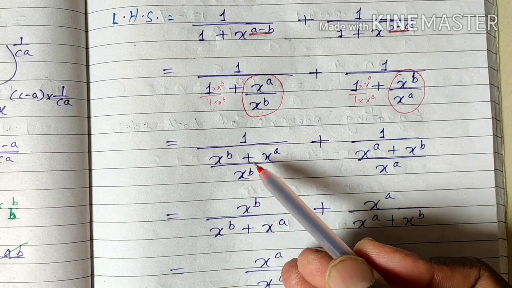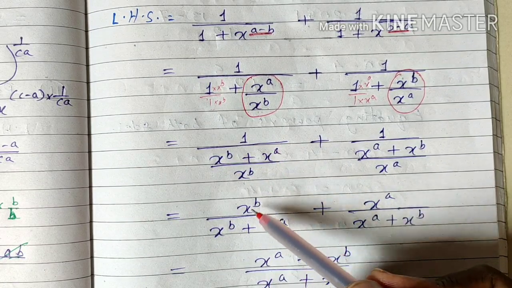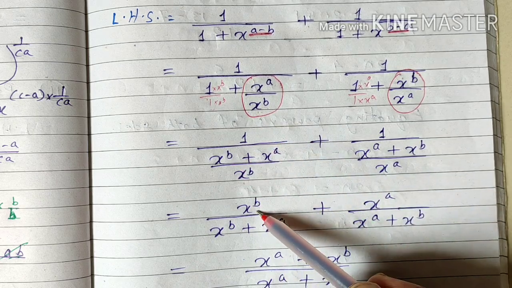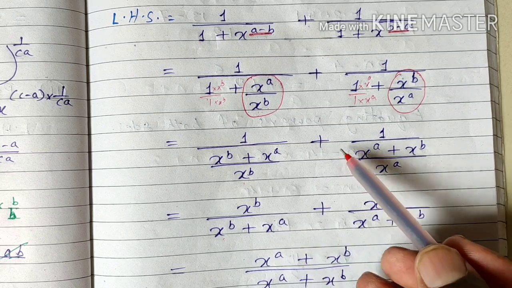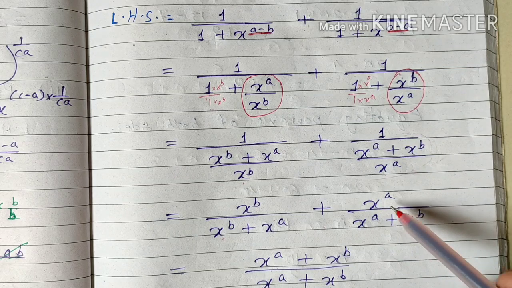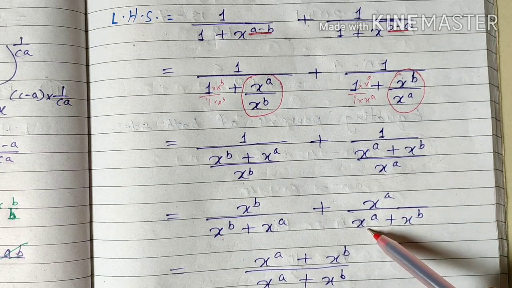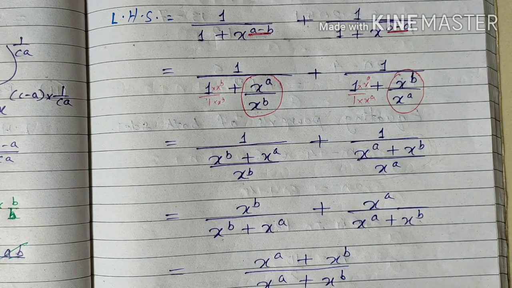Now since it is in division, by taking the reciprocal of this term, it becomes x raised to b upon x raised to b plus x raised to a, plus again the reciprocal of this gives us x raised to a upon x raised to a plus x raised to b. Got it till here?